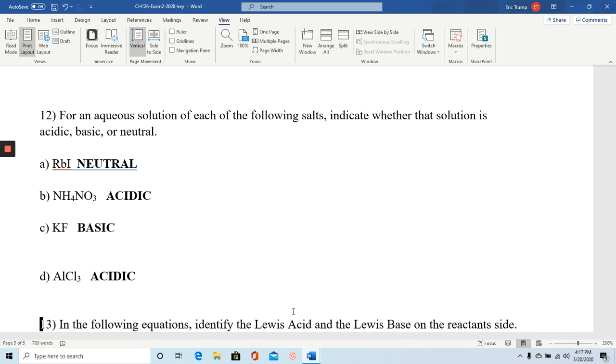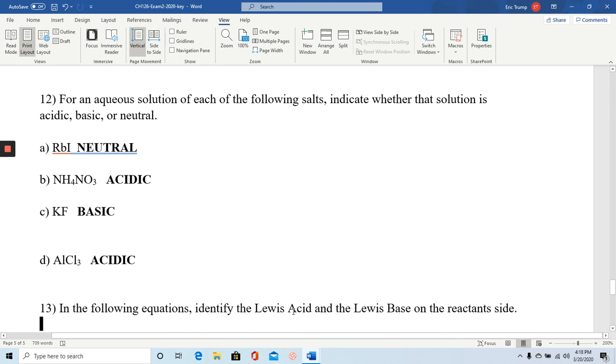Aluminum chloride forms an acidic solution for a different reason. In this case, we have a small, very highly charged cation, Al3+. Because of the high concentration of positive charge, it's going to bind water molecules tightly, which will weaken OH bonds and make it acidic, make it easy to donate protons.